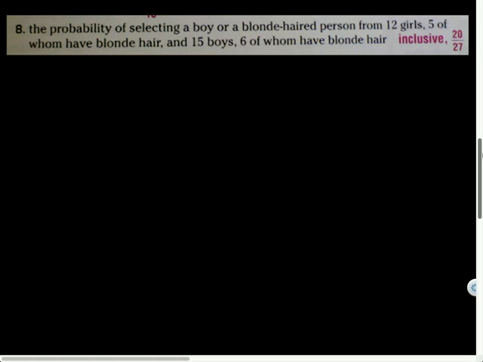The probability of selecting a boy or, let's see, I'm guessing there's more to this problem. Oh no, here it says 12 girls, 5, yeah, okay. Alright, probability of selecting a boy or a blonde-haired person. The probability of boy or blonde. From 12 girls, 5 of whom have blonde hair, and 15 boys, 6 of whom have blonde hair. So the question is, does there ever exist a person who is both of those things? Yes, there are boys who are blonde.